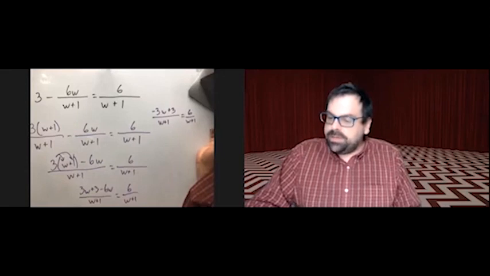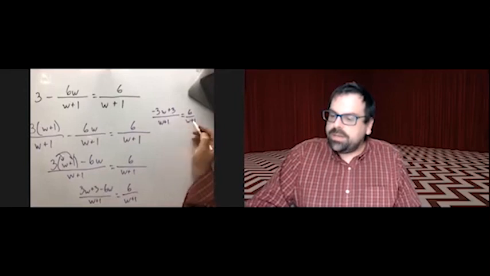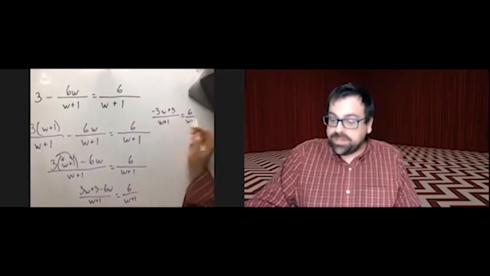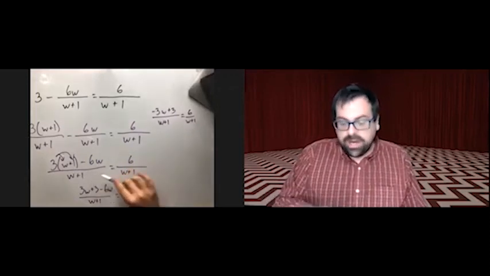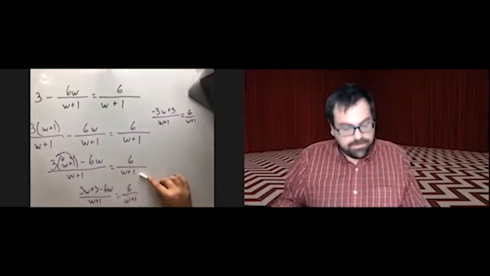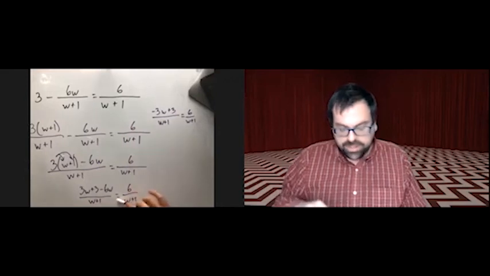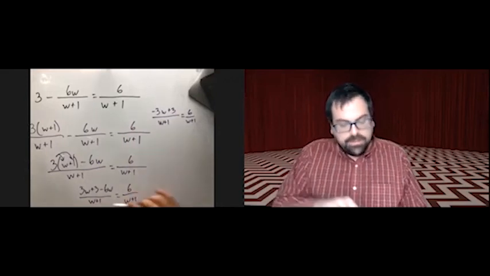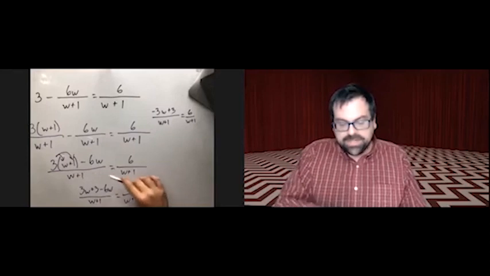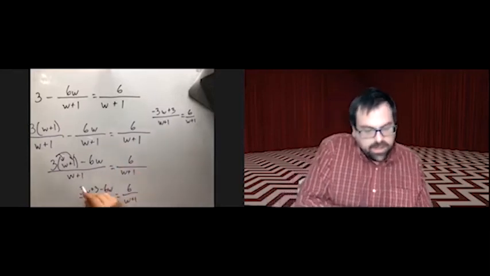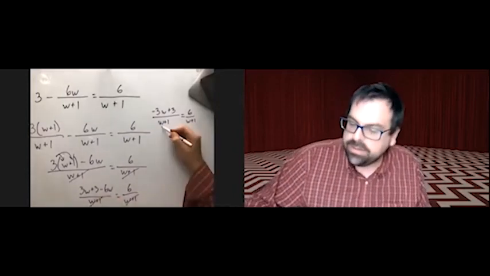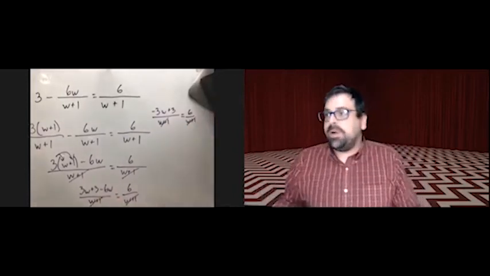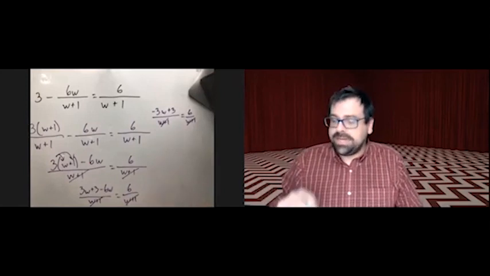So from here, notice that the bottoms of the fractions are the same. They have been since right here. Fraction equals fraction. But if the bottoms are both the same, that means the tops have to both be the same. Ever since the point where we had the same exact bottom on both sides, we have not needed the denominator.